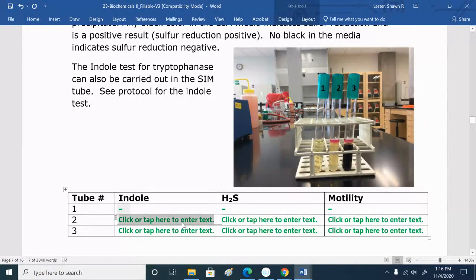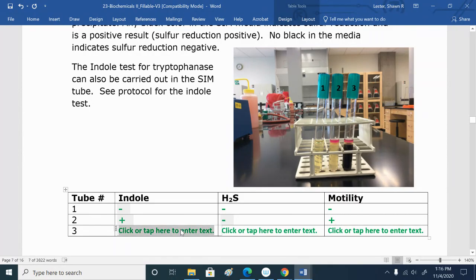In tube 2, indole test, positive or negative? Positive, right, because we have that pretty hot pink, fuchsia layer, or red if you just want to make it easier. What about hydrogen sulfide? Negative. What about motility? Positive, because when you compare tube 2 to tube 1, you notice how tube 2 is much more cloudy. It's not as easy to see through as it is tube 1, so that indicates motility.